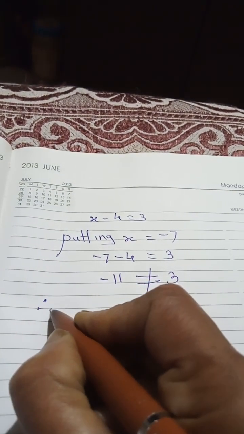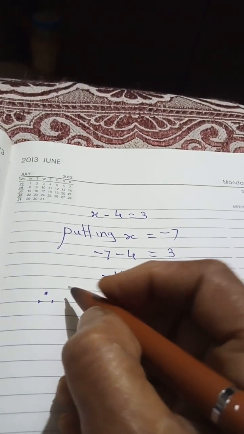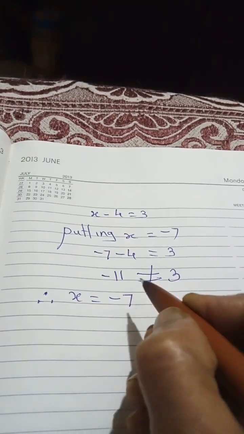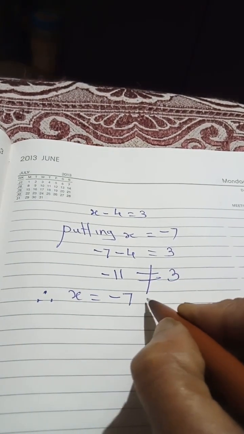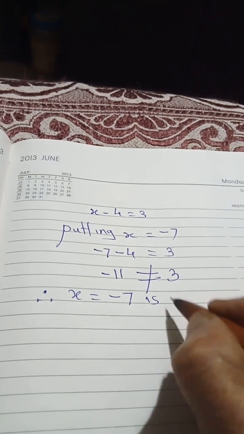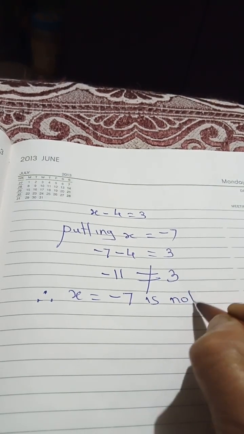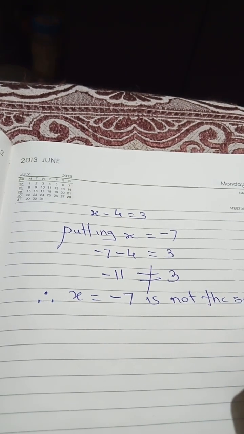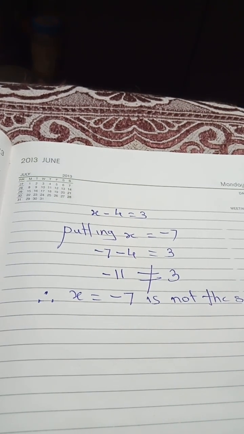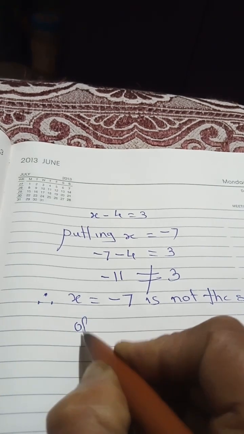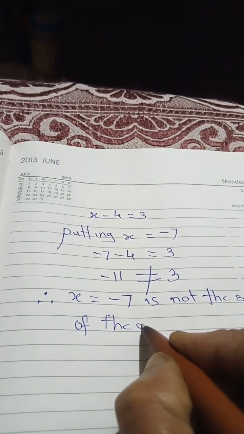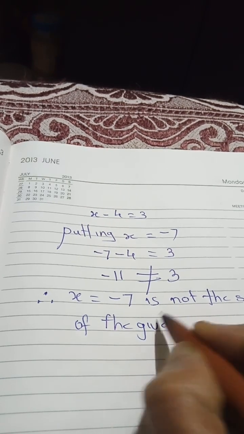Therefore, very important, x is equal to minus 7 is not the solution of the given equation.